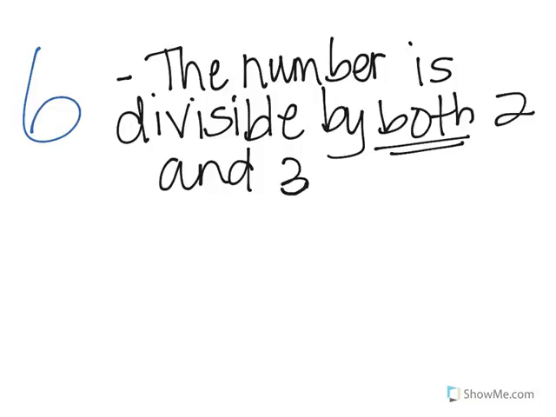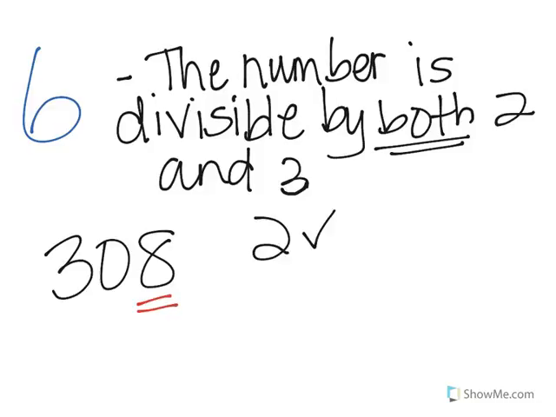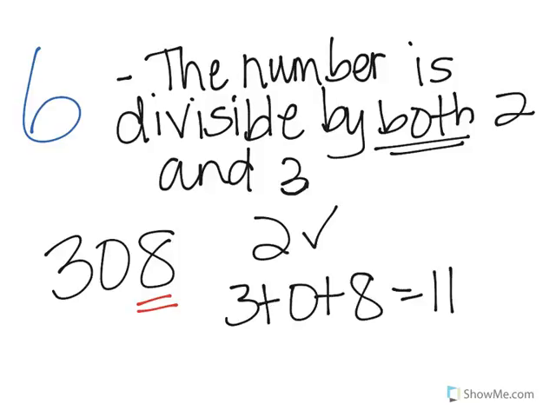But we can also look at the number 308. It is an even number, which means that 2 goes into it. When we add the digits, 3 plus 0 plus 8, that gives us 11. 3 will not go into 11, so 3 will not go into 308. Therefore, it is also not divisible by 6.